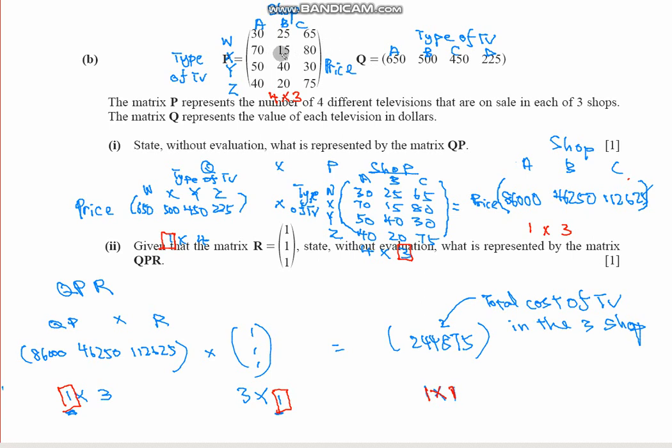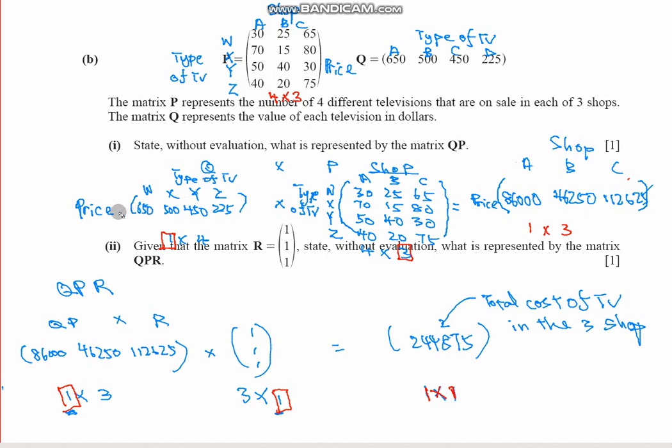If I want to put the heading for the P matrix, this is the shop here, and this is the type of TV for the row. Now, state without evaluation what is represented by the matrix Q times P.